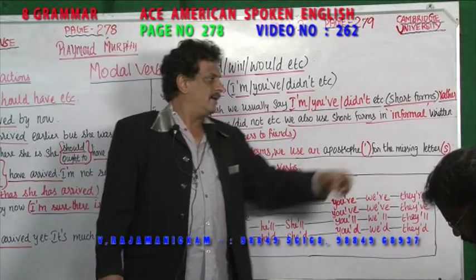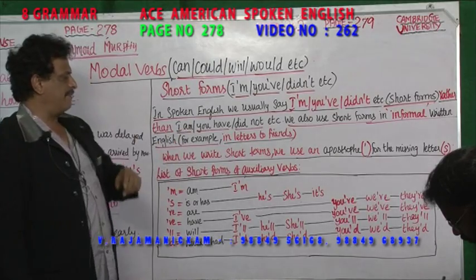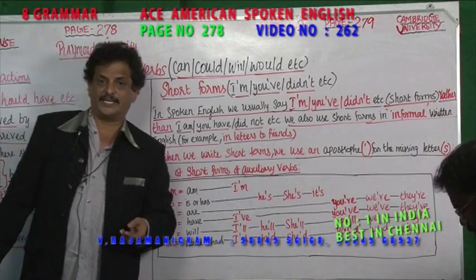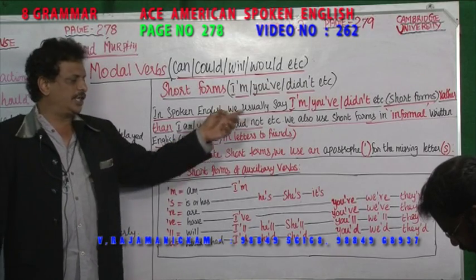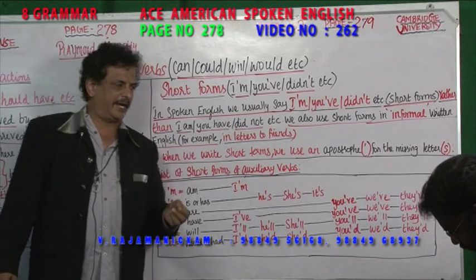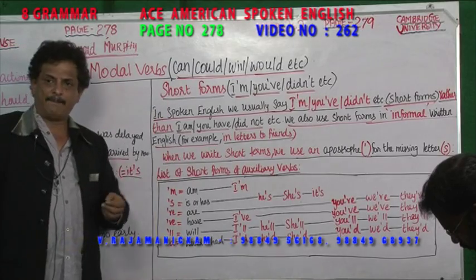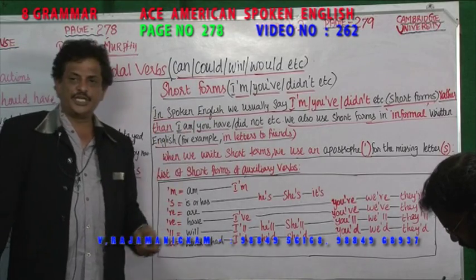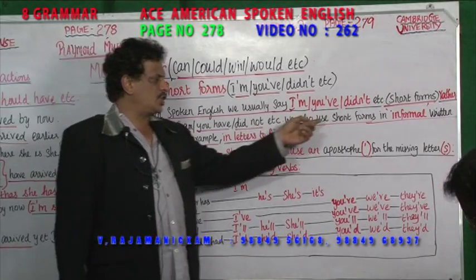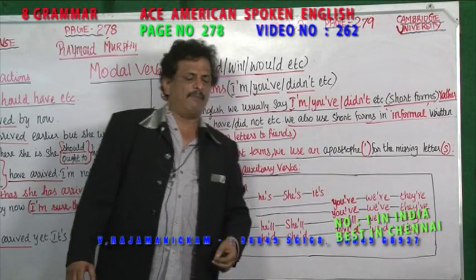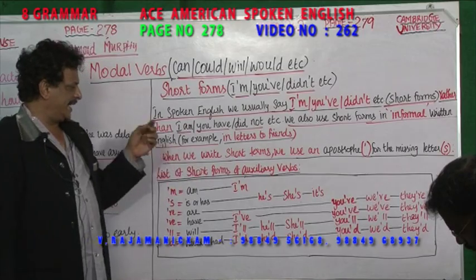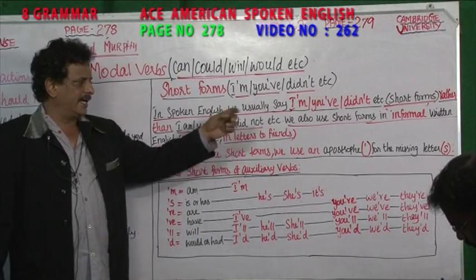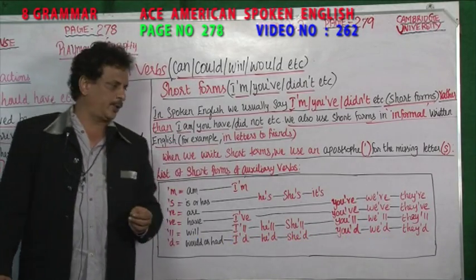ஷார்ட் ஃபார்ம்ஸ், rather than I am என்று பேச்சாங்கிலத்திலே சொல்ல வேண்டாம். you have என்று பேச்சாங்கிலத்திலே சொல்ல வேண்டாம். you did not என்று பேச்சாங்கிலத்திலே சொல்ல வேண்டாம். அதற்கு பதிலாக I'm, you've, you didn't என்று சொல்கிறோம். we also use short forms in informal. informal என்றால் என்ன? நட்பு ரீதியாக எழுதக்கூடிய கடிதங்களிலே ஆங்கிலத்திலே இந்த ஷார்ட் ஃபார்ம்ஸை பயன்படுத்துகிறோம்.